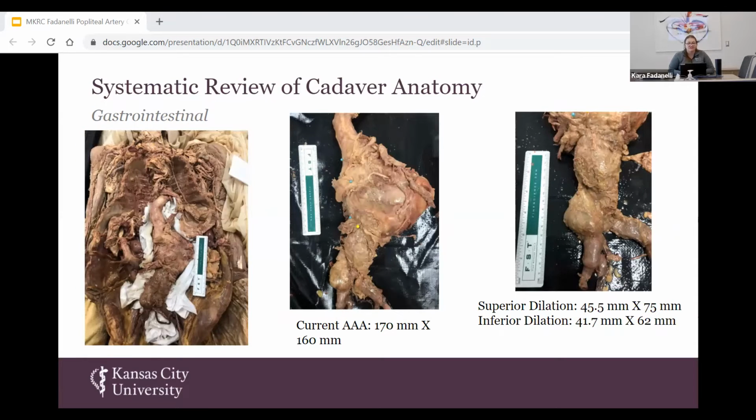With continuing dissection into the peritoneum, we located a current abdominal aortic aneurysm, along with evidence of a previous AAA repair. The present AAA that's seen in our center image measures 170 millimeters in diameter at its widest point, and it runs a length of 160 millimeters. So it involves our celiac, superior mesenteric, renal, and inferior mesenteric arteries, also known as the blood supply of the entire GI tract.